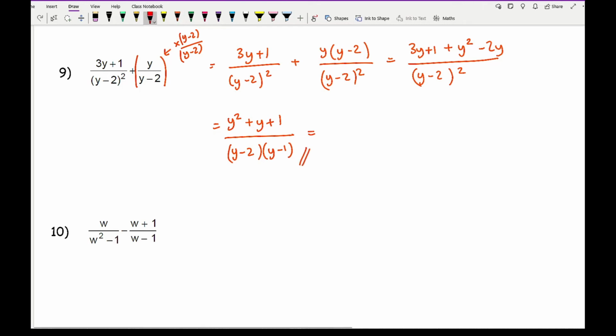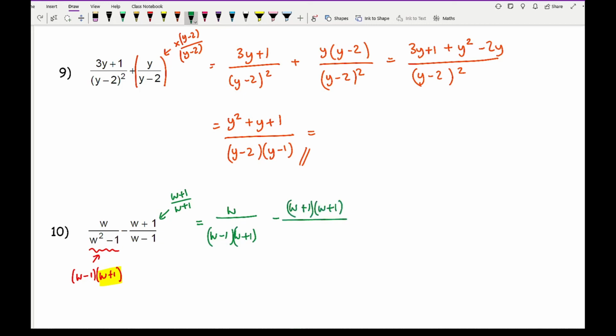Now looking at question 10, again what I need to spot here is that this here is a difference of two squares, so that there is basically w minus 1, w plus 1. So the only thing I need to add is this w plus 1 to the second fraction. So if I multiply all of this by w plus 1 over w plus 1, what I end up with is w over w minus 1, w plus 1, minus w plus 1, w plus 1, over w minus 1, w plus 1.